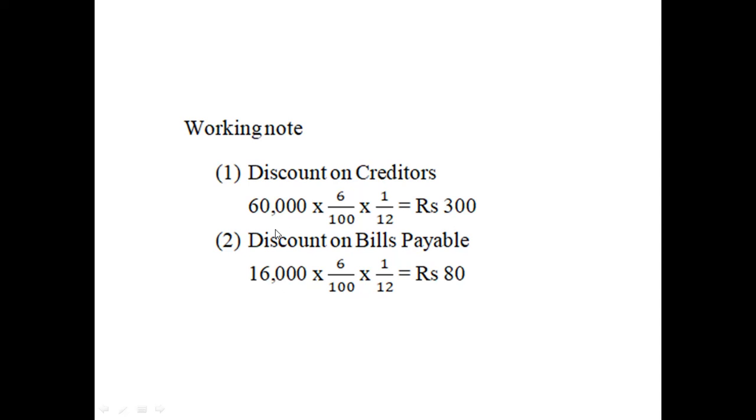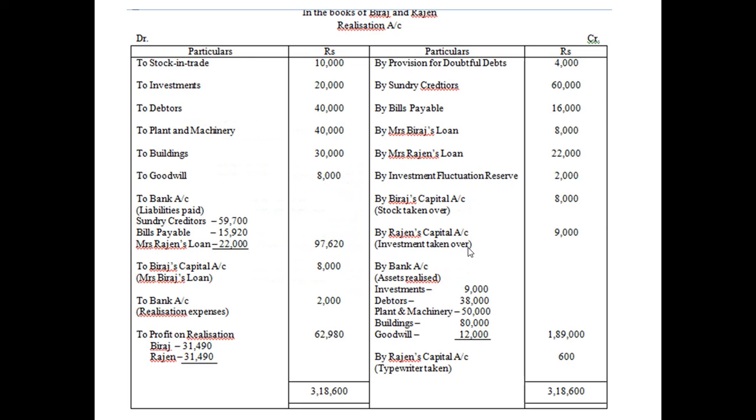Okay, combined, you can do that. So, this 60,000 plus 16,000 into 6 by 100 into 1 by 12. The total will be 380 rupees. But I have done it here separately, to explain you properly.